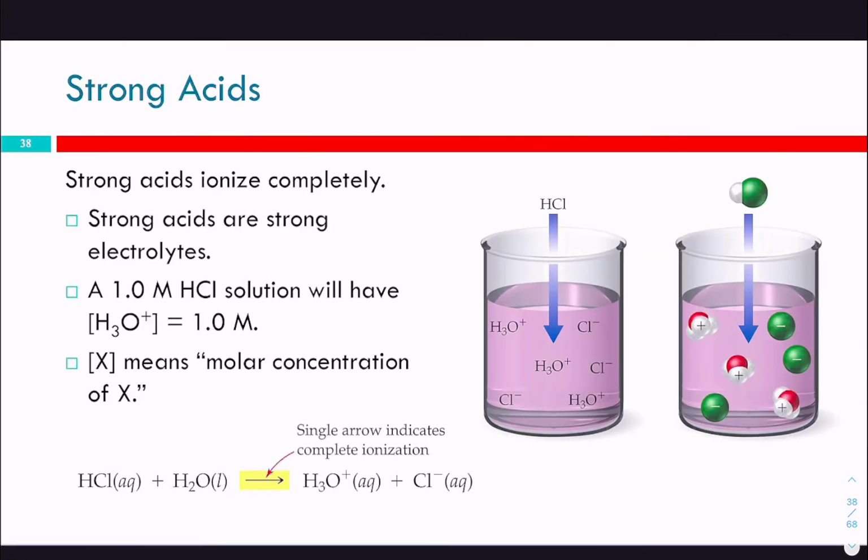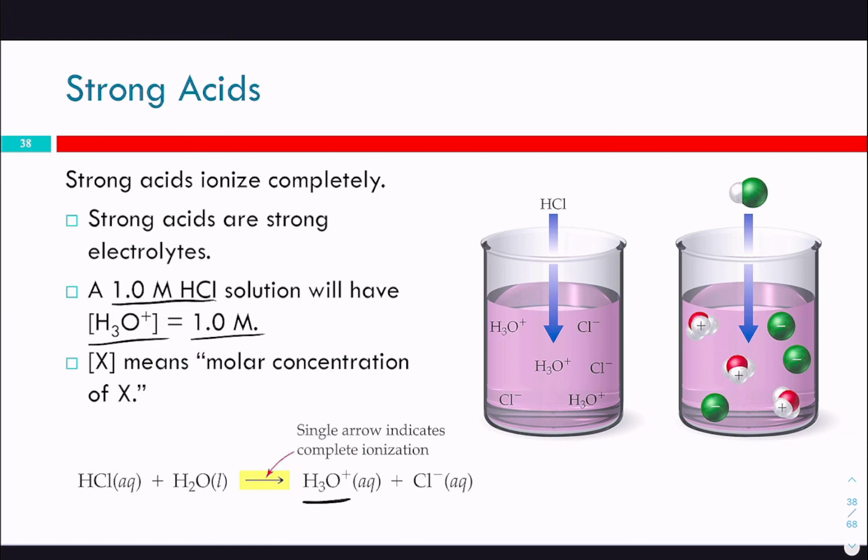So our strong acids ionize completely. This is like when we talked about ionic concentrations in chapter 13. The ionic concentration of a strong acid is going to be all of the products. So strong acids are strong electrolytes. So 1 molar HCl will give you 1 molar H3O plus. So that's that H plus ion.